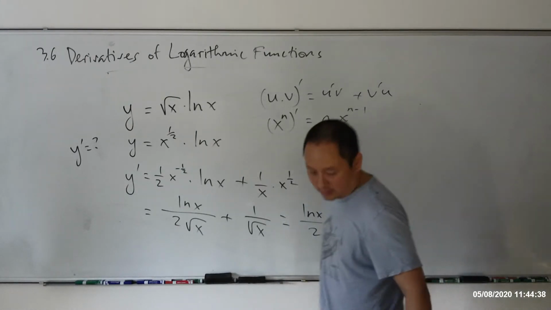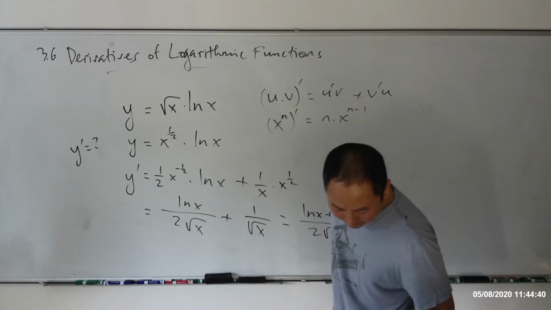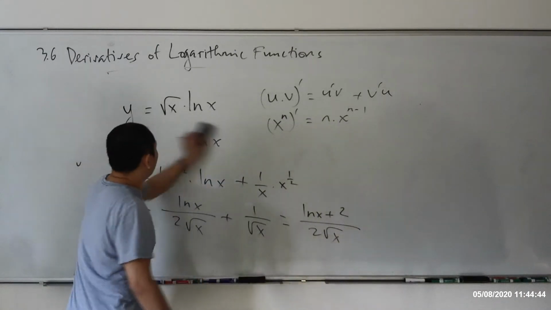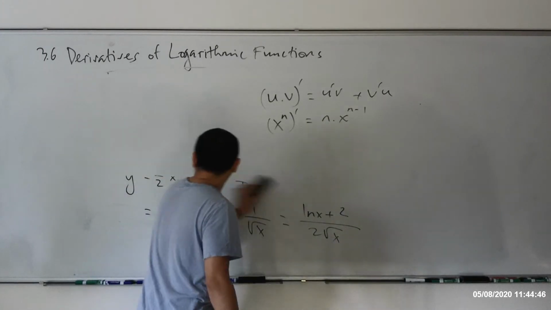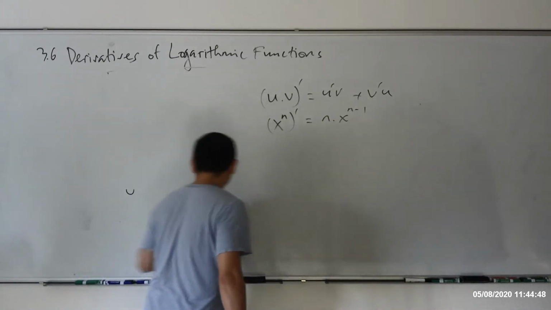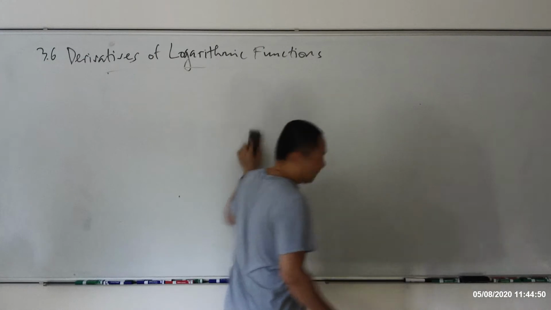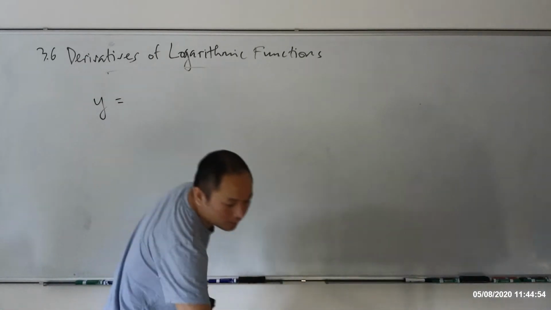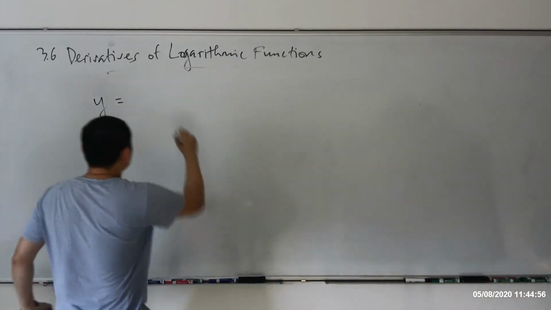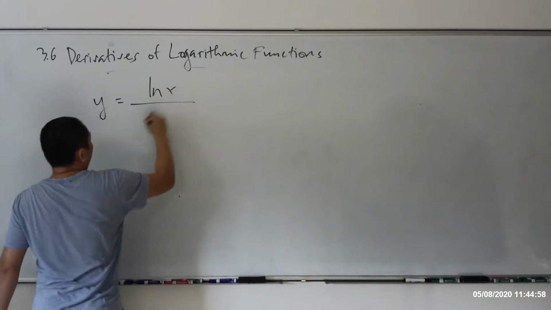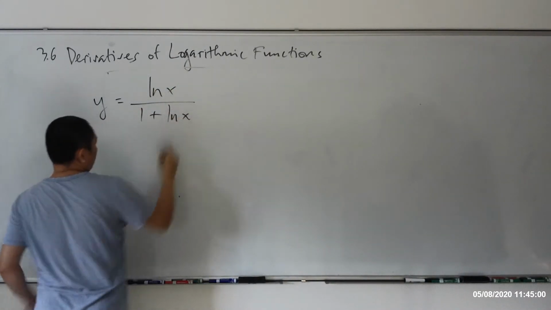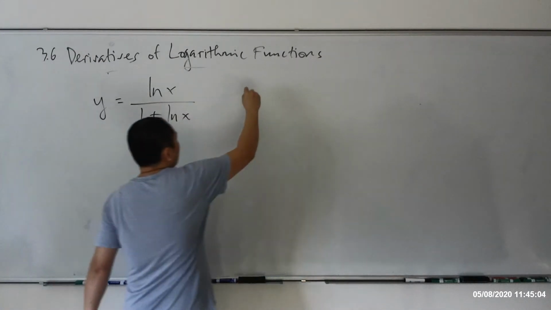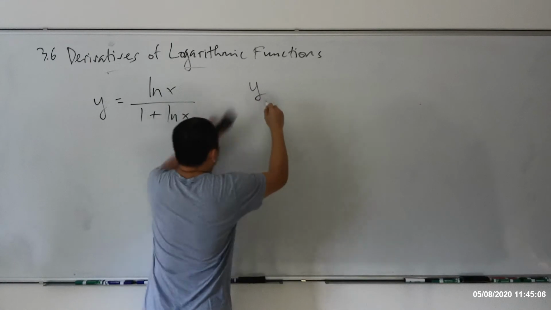Okay, I see this. Fraction. Let's have a chance to go over the quotient rule. y equal to ln of x over 1 plus ln of x. Alright, so I see a fraction right here. I have to use the quotient rule.